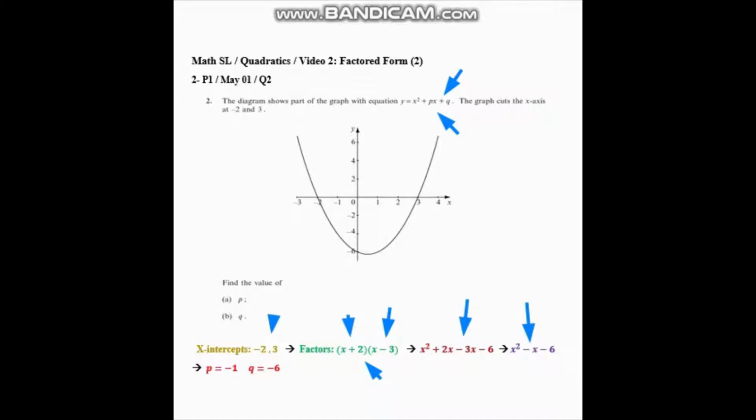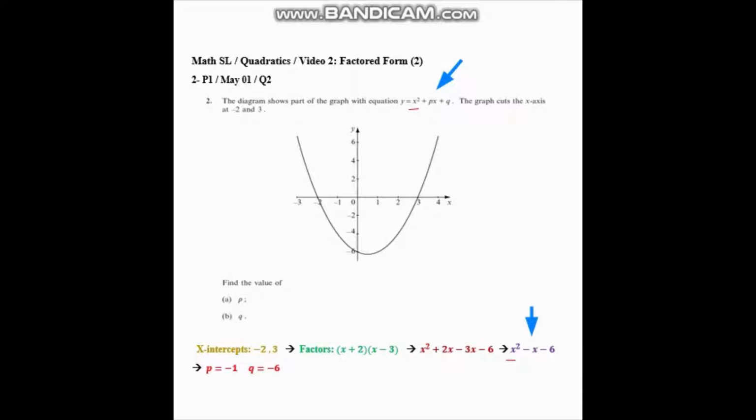So the purple expression is x squared minus x minus 6. And this is exactly the same as x squared plus px plus q. So what I do here is I compare coefficients. I look at the x squared. So the x squared is similar in both, so there's nothing I can do about it.